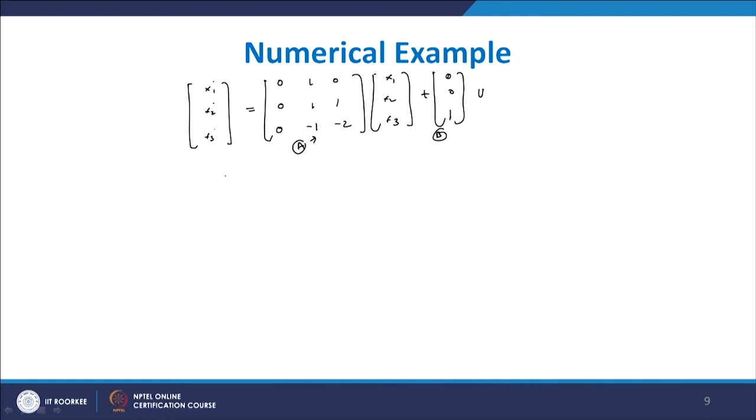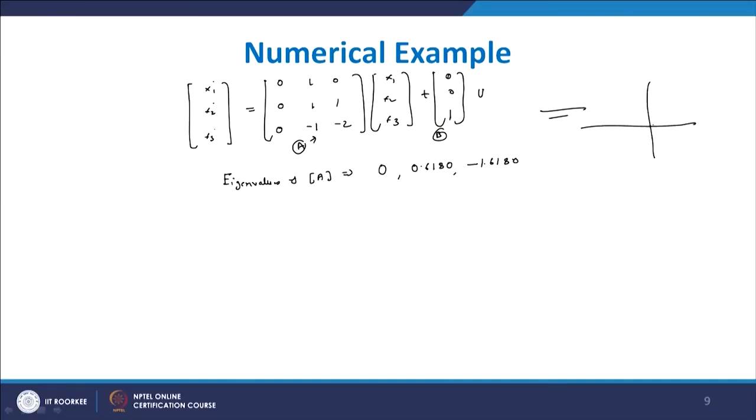The eigenvalues of this matrix A are 0, 0.6180 and minus 1.6180. We know that eigenvalues govern the performance of the system. As this given system matrix A has one eigenvalue at the origin, one eigenvalue on the right hand side, and the other on the left hand side, this is our condition. This is the origin, that is here, the second is here, and the third is here. So this system is an unstable system.